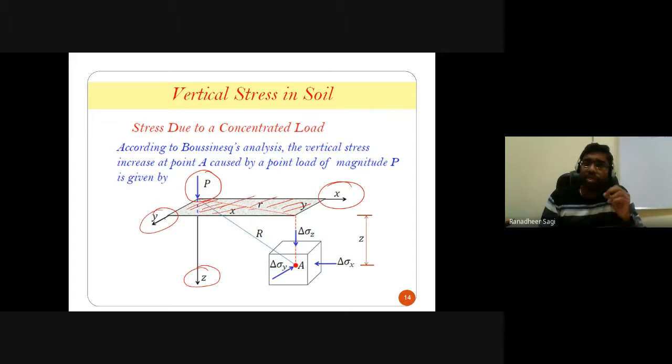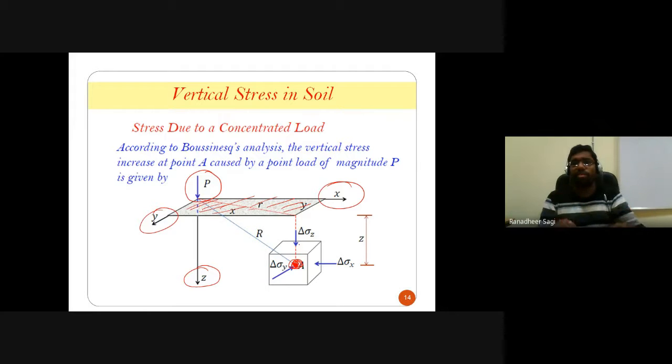Due to that point load applied on the ground, how much is the additional stress developed at point A in the vertical direction? That is what we are going to calculate. At point A, how much stress is developed in the soil due to a load applied at some other point? The load is applied on the ground.